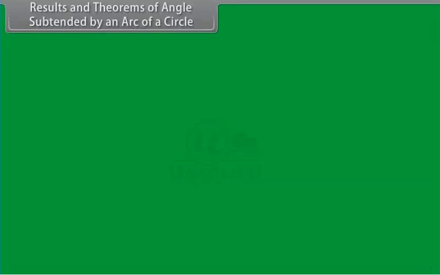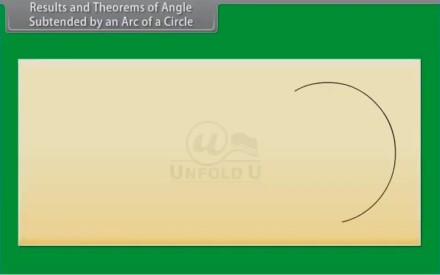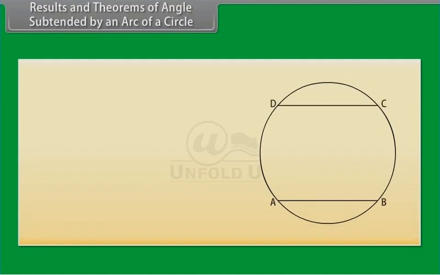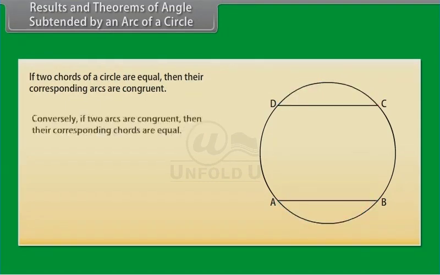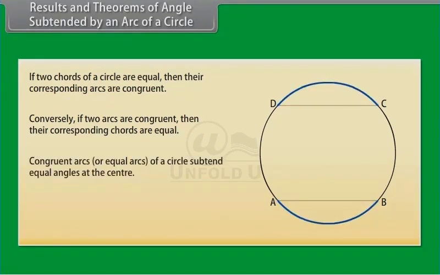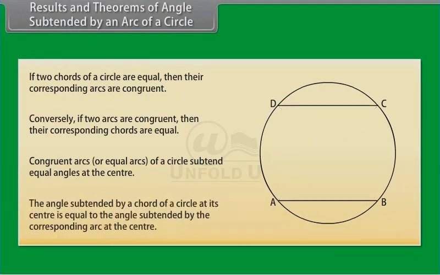Results and theorems of angles subtended by an arc of a circle. The relation between the chord of a circle and the arc is that if two chords of a circle are equal, then their corresponding arcs are congruent. Conversely, if two arcs are congruent, then their corresponding chords are equal. The second result says that congruent arcs or equal arcs of a circle subtend equal angles at the center. That means the angle subtended by a chord of a circle at its center is equal to the angle subtended by the corresponding arc at the center.